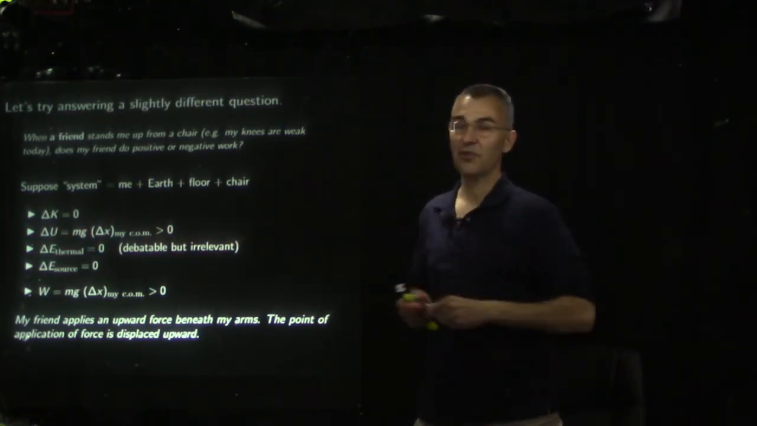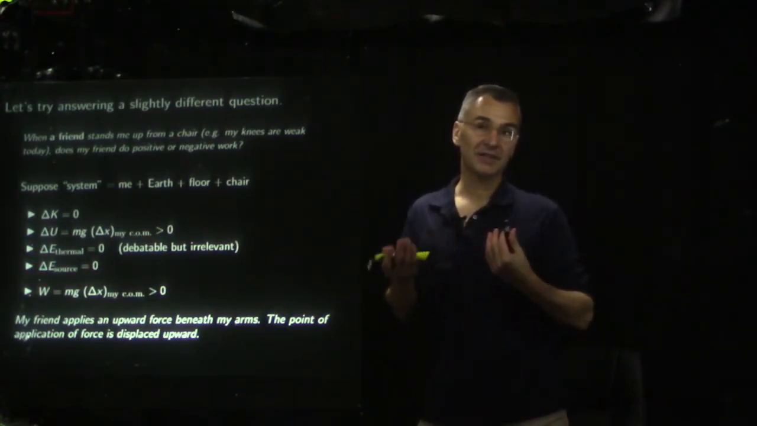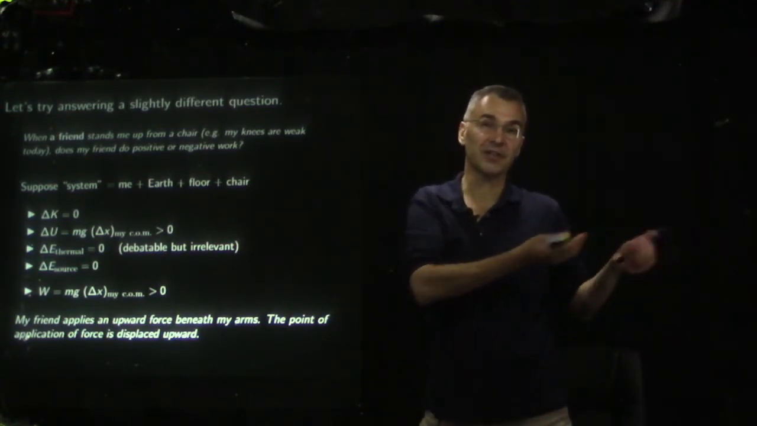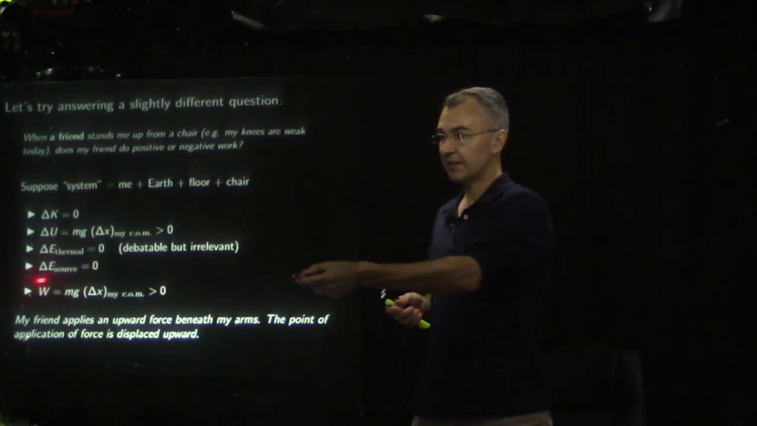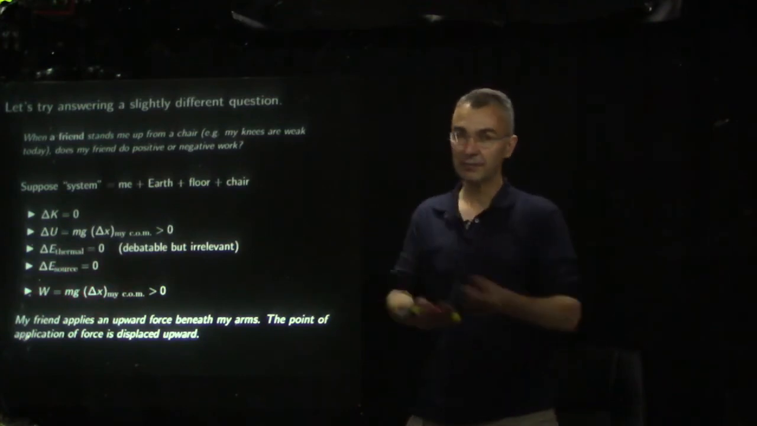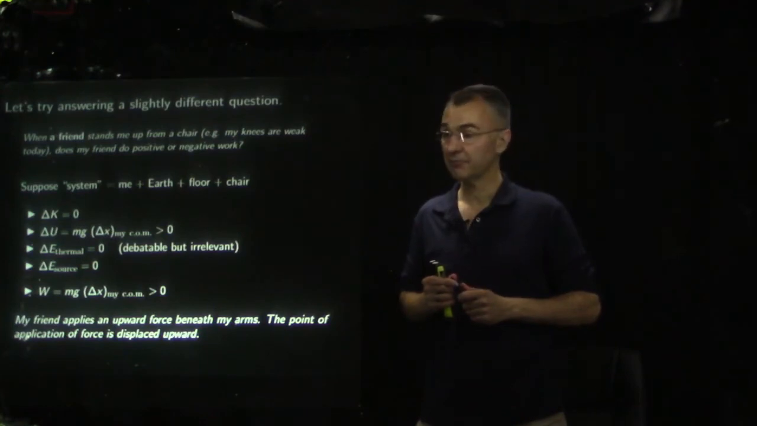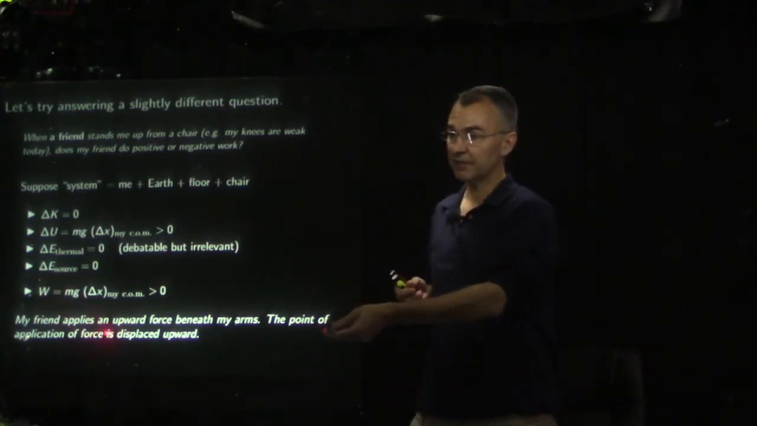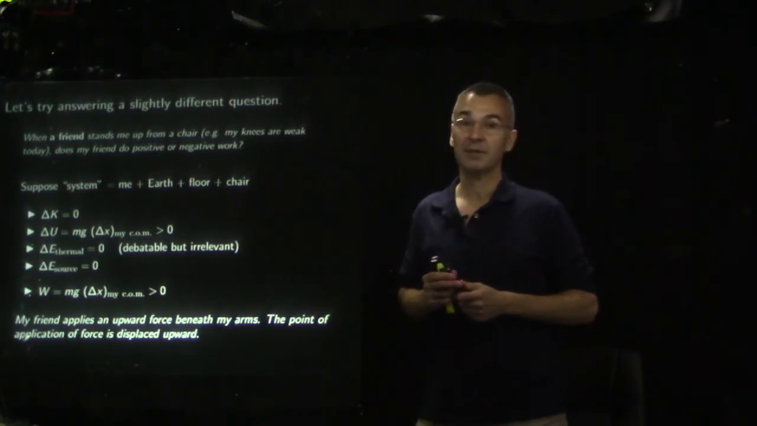We're not going to worry about the change in thermal energy. The change in source energy is 0 because it wasn't my cashew cereal that did the work. It was my friend's cashew cereal. My friend took food energy to help stand me up. It wasn't my food energy, it was my friend's food energy. So it's 0 for me. Then the work done on me is mg times how far my center of mass was displaced. So that's positive work done on me by my friend. My friend applies an upward force underneath my arms, and the point of application of the force is displaced upward. So that's positive work done on me by my friend.